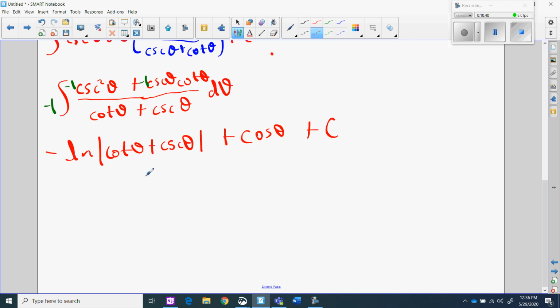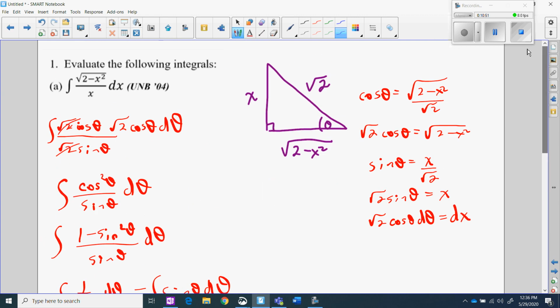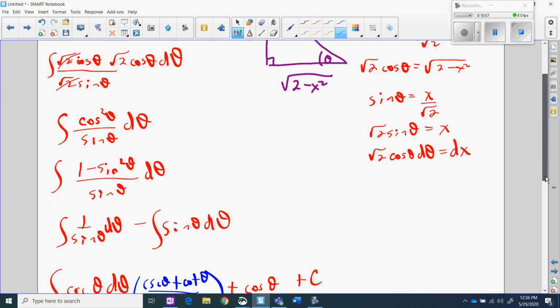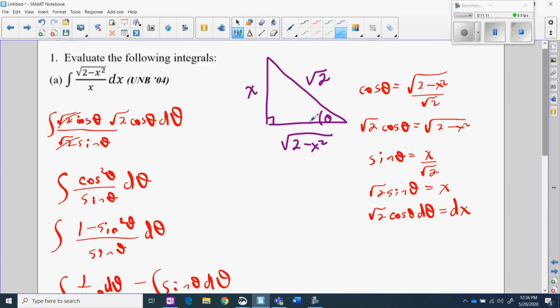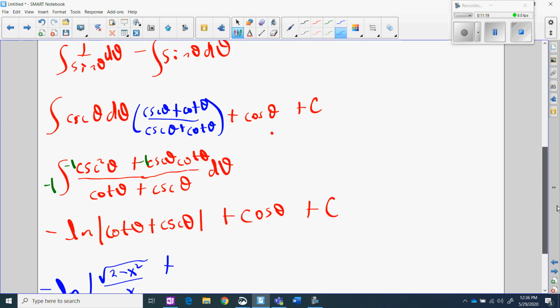Then you can just go back to the triangle that you've drawn earlier and resubstitute whatever these values are. So let's look for cotangent of theta. When I look in my triangle, here's theta, cotangent theta will be this over this. So square root of 2 minus x squared over x, going in here, plus the cosecant of theta. Back to your triangle, cosecant would be this over this. It's a reciprocal of sine. So radical 2 over x.